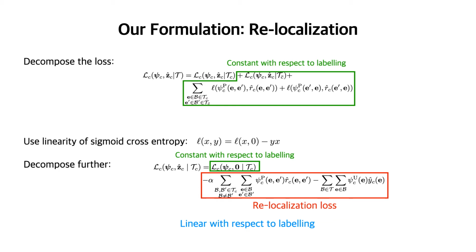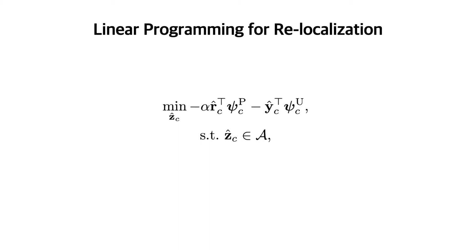Interestingly, this term is linear with respect to the labels R and Y. Equivalently, the re-localization optimization can be shown in this vector form. Here, Z is the concatenation of vectors R and Y, and A is the feasible set of labels defined earlier.